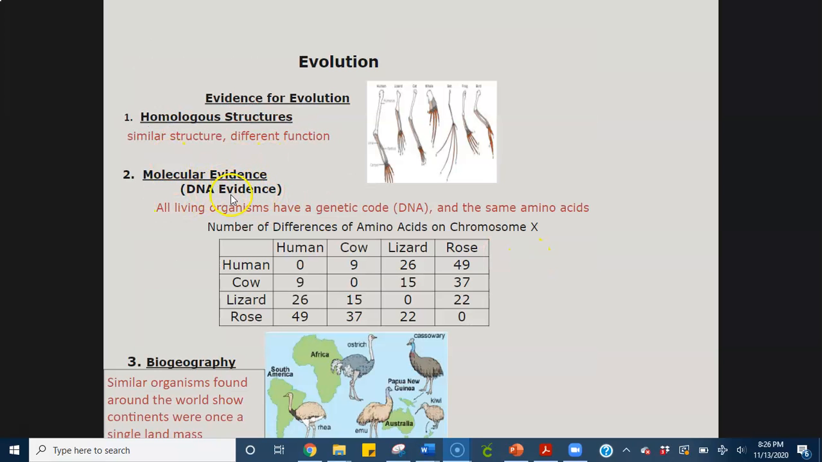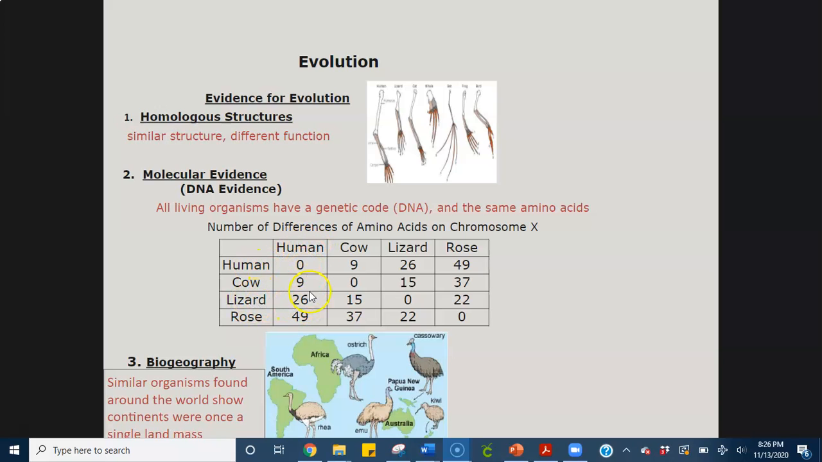So next, we're going to look at DNA evidence. So as we know, all living organisms have a genetic code, which is DNA. So in this chart, what this chart shows us is how similar humans or cows or lizards are to these other organisms. So for instance, a human and a cow, if I were to look on this chart, there are only 9 different amino acids on this specific chromosome. So that's a very low number. So that means that humans and cows are going to be more closely related or share a more common ancestor than a human would with a lizard.